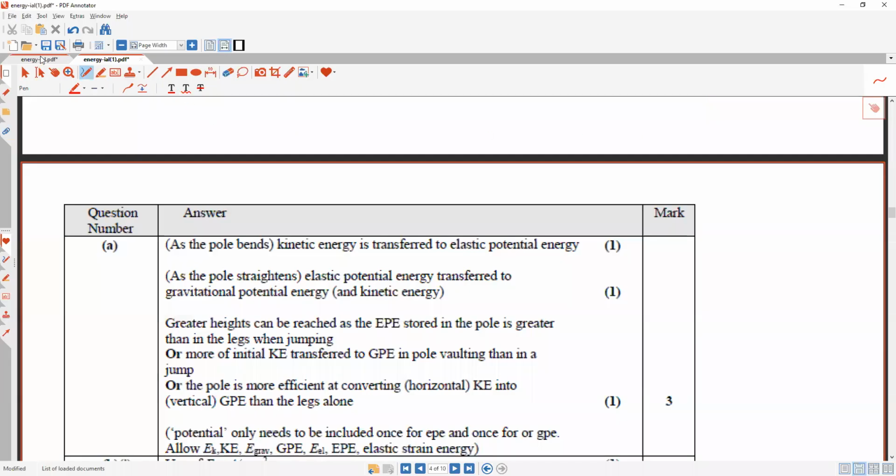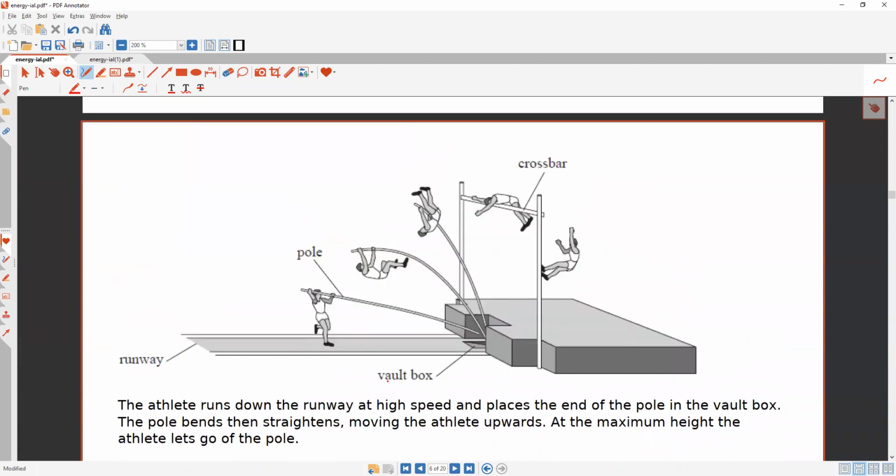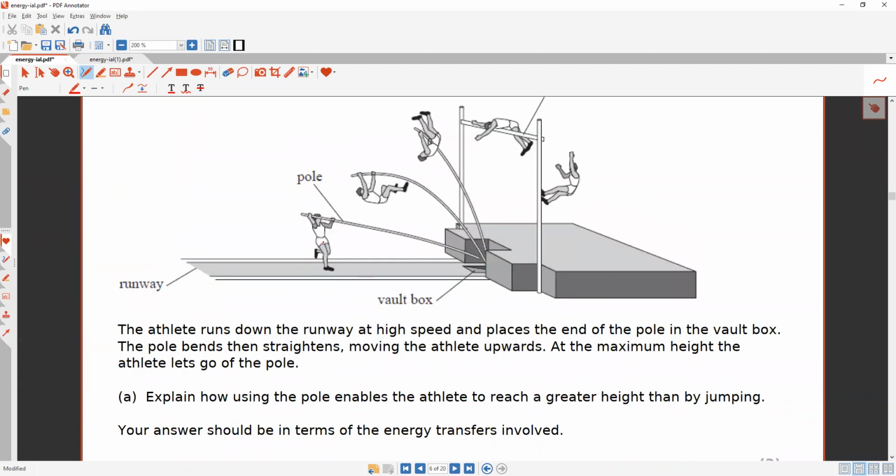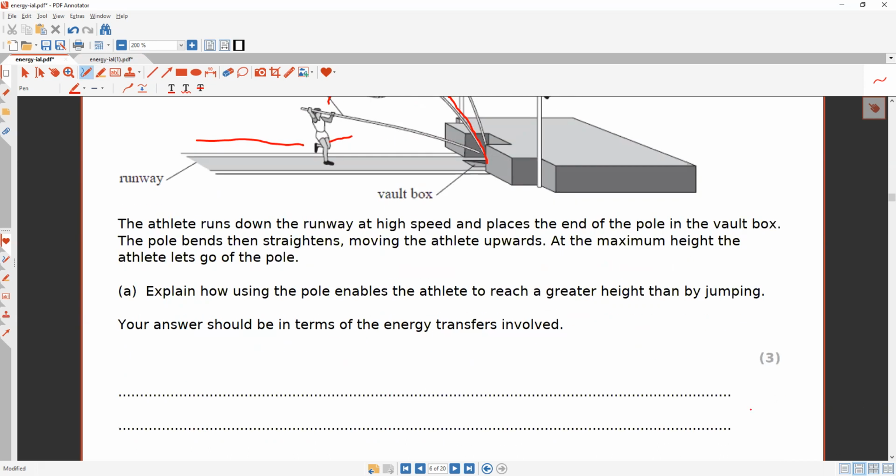Resume recording. Okay, so we discussed the answers, and this is what we are supposed to write for 3 marks. So this guy is running, right? When he's running, he has kinetic energy. All this kinetic energy gets converted to elastic potential energy over here. And that elastic potential energy gets converted to gravitational potential energy when the pole is becoming straight. The next answer is to write that the pole is much more efficient in converting elastic potential energy to gravitational potential energy than the knee itself. Okay, I hope everything is clear. I hope everyone online understood.